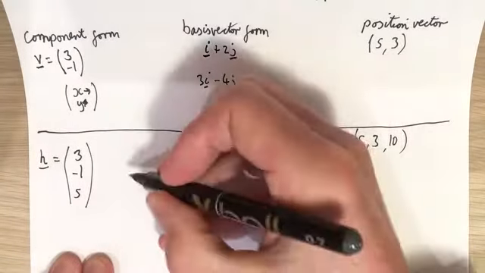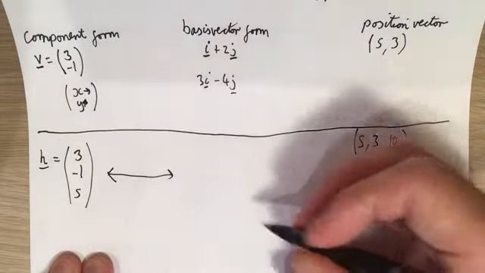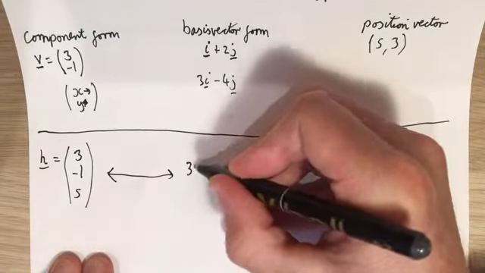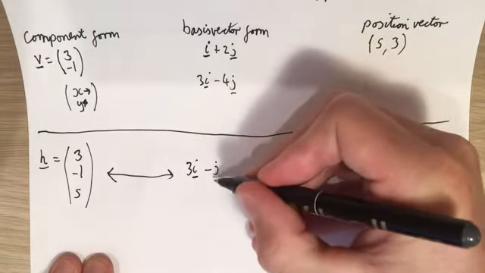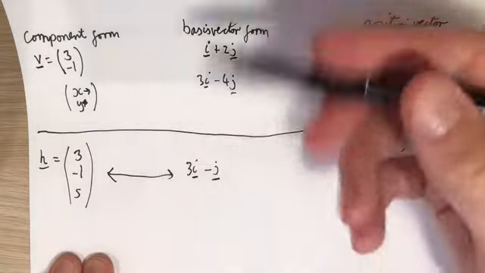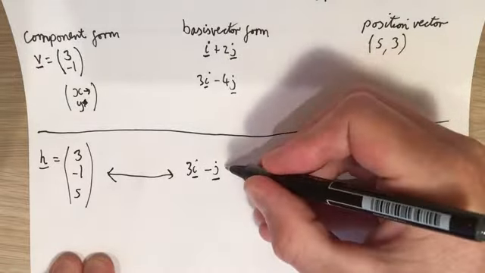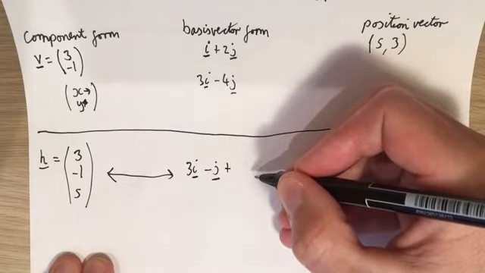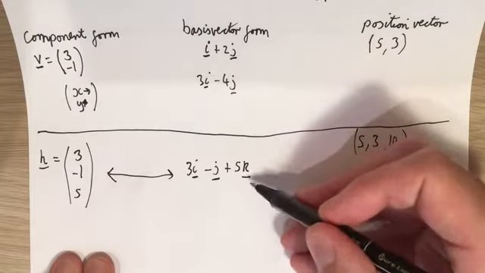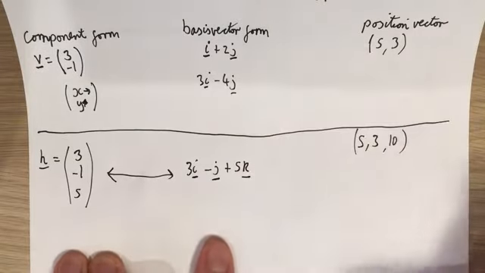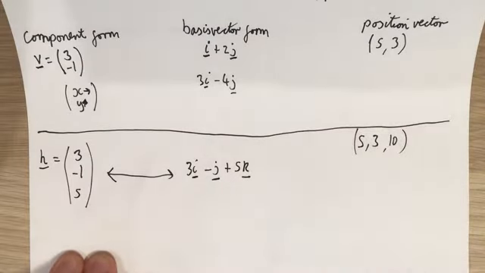And of course I could convert this. I could write it in basis vector form. We would write 3i as a code for please go right by 3, minus j as a code for please go horizontally down the y-axis by 1, and then 5k, k just meaning please go vertically up 5. So 5 units vertically up on the z-axis.